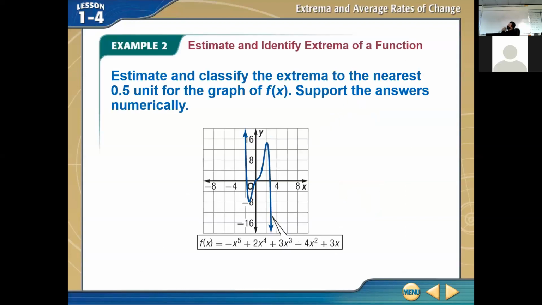So estimate and classify the extrema to the nearest 0.5 unit of the graph, and support your answers. So once again, we want to look at it from left to right. As we move left on the x-axis, it looks like we're starting about -2. Okay, and we move down, and it looks as if somewhere around -1, -1.5, we have a relative minimum. Okay, this would be a relative minimum because this portion of the graph continues down to negative infinity.